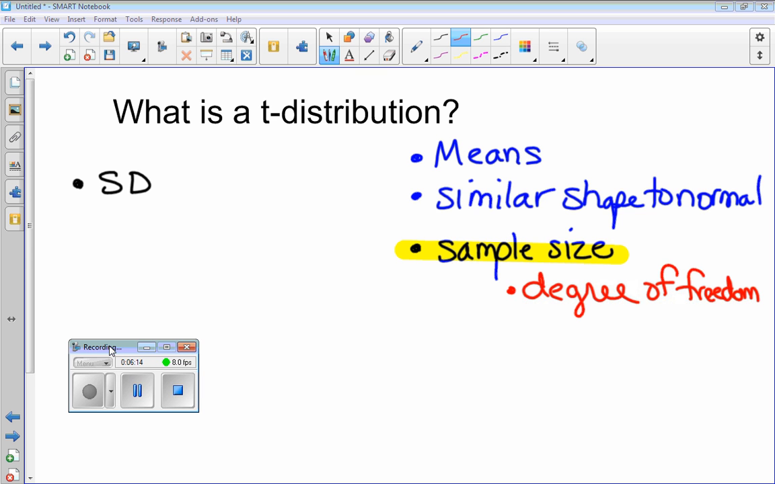There's a formula for it, believe it or not. What's the formula for it? Okay, so the degree of freedom is n minus 1, so we have a formula. N is what again? Sample size. So it's 1 less than the sample size. That's a formula for it.